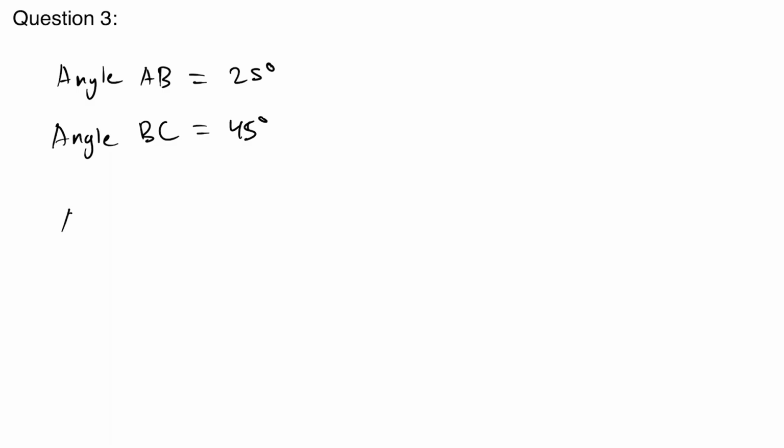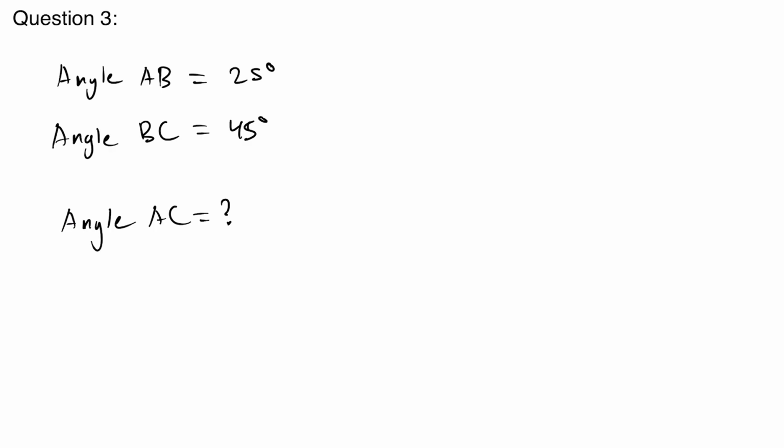Let's try 2 more examples, but this time we're not going to draw the angle. So sometimes you can do this without an angle even being drawn. So suppose I told you that angle AB is equal to 25 degrees, and I told you that angle BC is equal to 45 degrees. And I was asking you to find the measurement of angle AC, which would be the total angle. So angle AC is equal to, and that's what you're asked to find out.